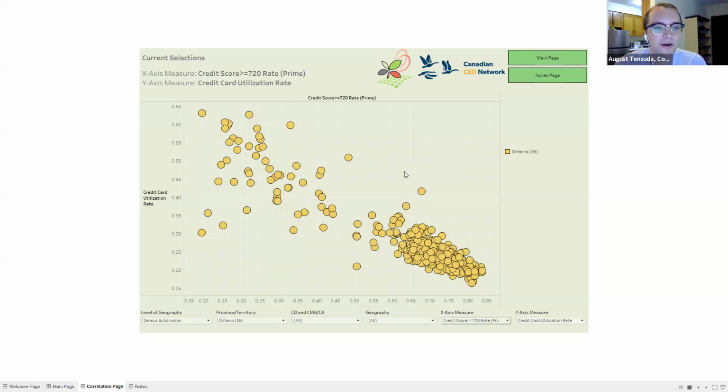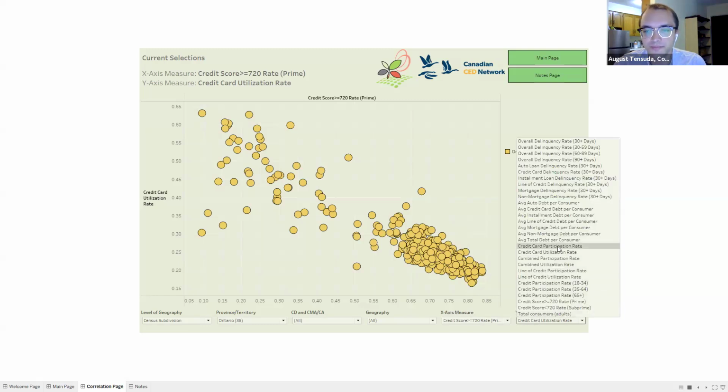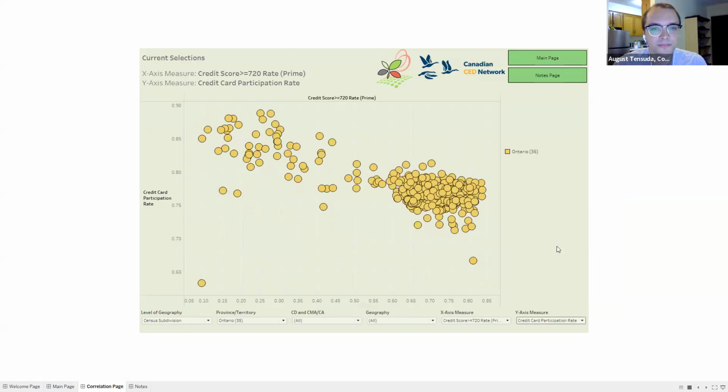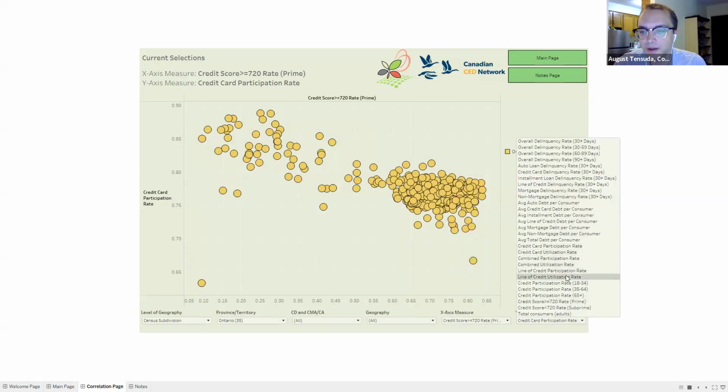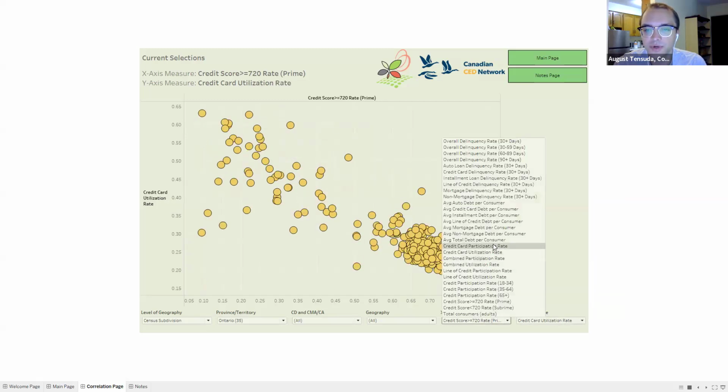We can also take a look at credit card utilization rate against credit card participation rate. That might be interesting. So again, we're seeing a cluster over here on this right, but there's not too much. It's kind of flat. There are some outliers here. So North Spirit Lake is an outlier with, oh wait, I didn't change this. I thought I changed this. Oh, I changed the wrong one. So we want credit score. Let me switch this back to credit card utilization rate, and then we'll put credit card participation rate.